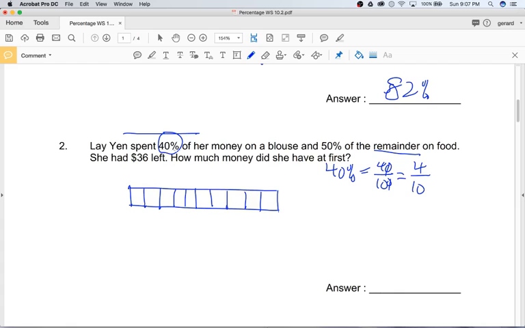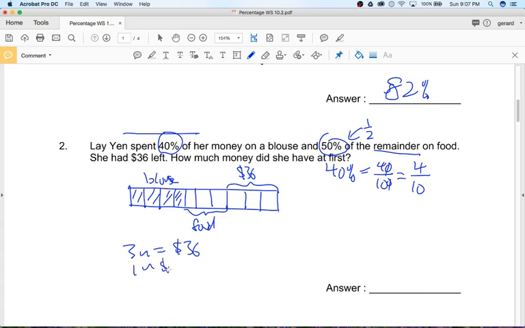So we know that 4 parts belong to the blouse. Remaining, we have 6 parts. 50% of the remainder is half of the remainder, so these 3 units are spent on food, and the remainder is just $36 left. That's what they say here. So from here, using the unit method, 3 units is $36, 1 unit is 12.